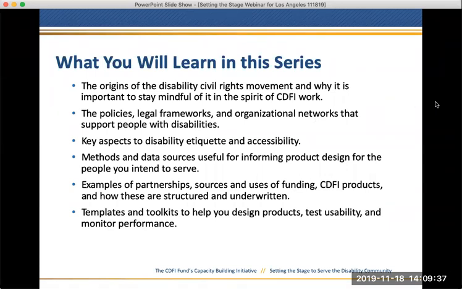You will also learn from existing models and subject matter experts, and be introduced to data sources and inquiry methods that will be useful for informing your product designs. You'll be encouraged to build strategic partnerships with the disability community, which will shed new light on sources and uses of funding within the disability arena that may play a role in how your loans are underwritten and structured. During the face-to-face session, you will access templates to help you and your partners design products, test usability, and monitor performance. Next slide, please.